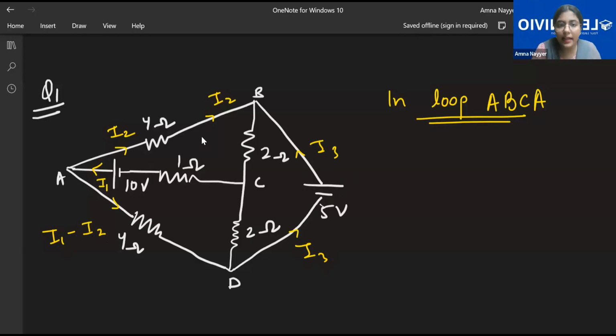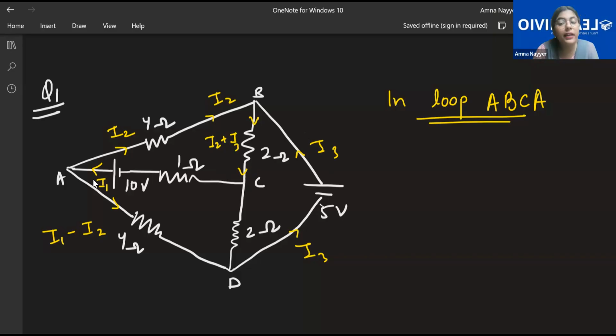Look, I2 is coming from this side and I3 is coming from here. So when you have both the currents here, I2 from this side, I3 from this side, they'll get added up in this branch. So this will be I2 plus I3.